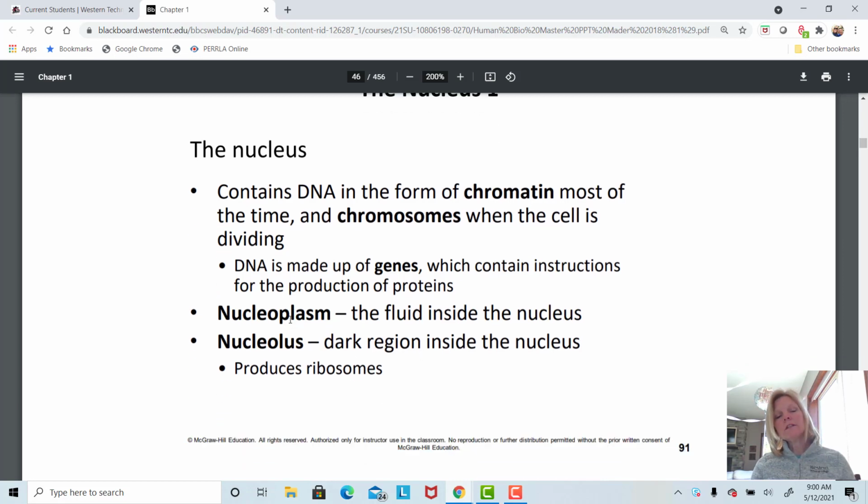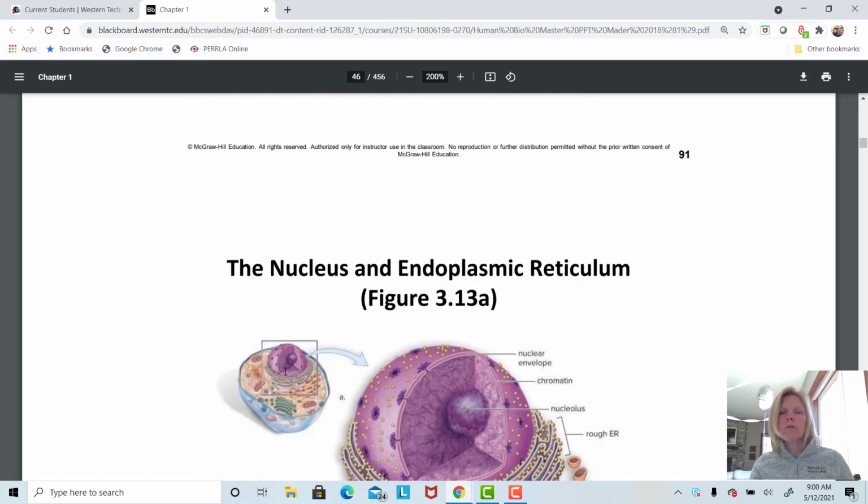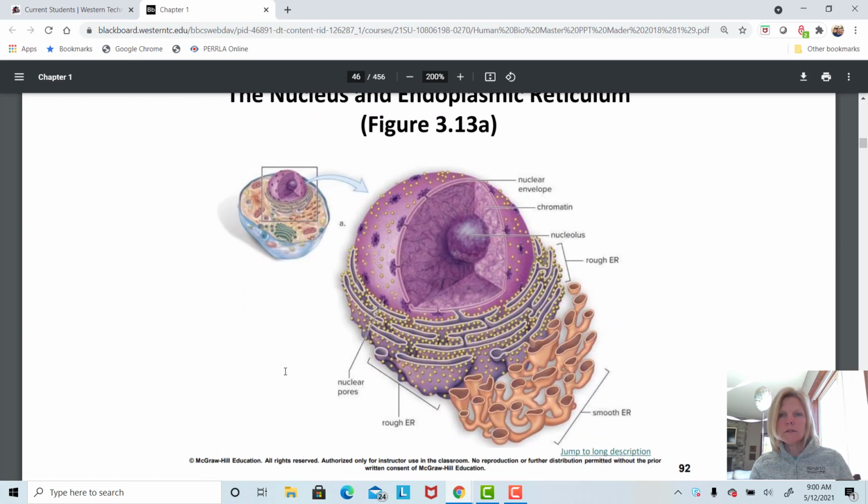And then we have fluid inside the nucleus to suspend this DNA. It's called nucleoplasm. And then we have that small round structure called the nucleolus. And its job is to produce ribosomes. And ribosomes are necessary for protein synthesis. So here's that nucleolus. There's the chromatin. That's the DNA, that loosely bound genetic material.